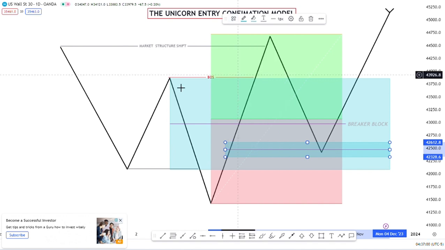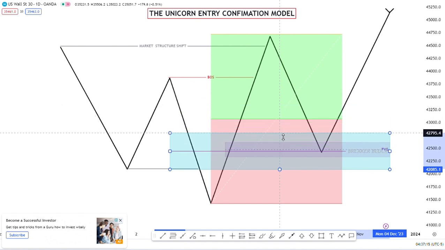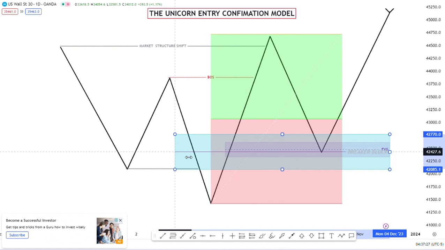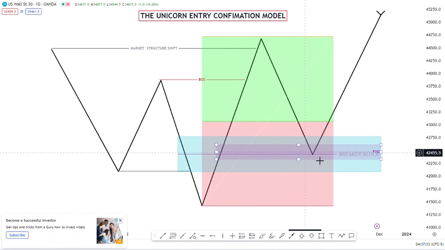And this breaker block is too large. So to refine it, you can either leave it like this and use 50% of it, or better yet, look for the last down candle that's responsible for this break of structure. The last down candle is here. Then you use that candle there. So what you do is enter at either the 50% of the fair value gap or the 50% of the block. Then you take your long positions there.